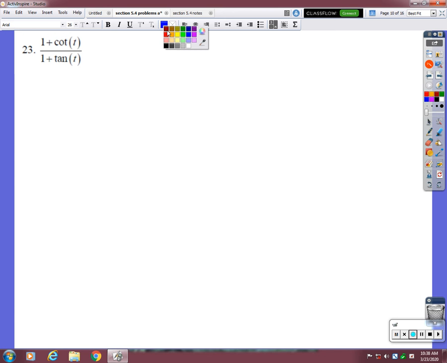Okay, so let's do that right now. The 1 plus cotangent is going to become 1 plus cosine t divided by sine of t, since cotangent is cosine over sine. And then on the bottom, the 1 plus tangent is going to become 1 plus cosine t divided by sine of t.